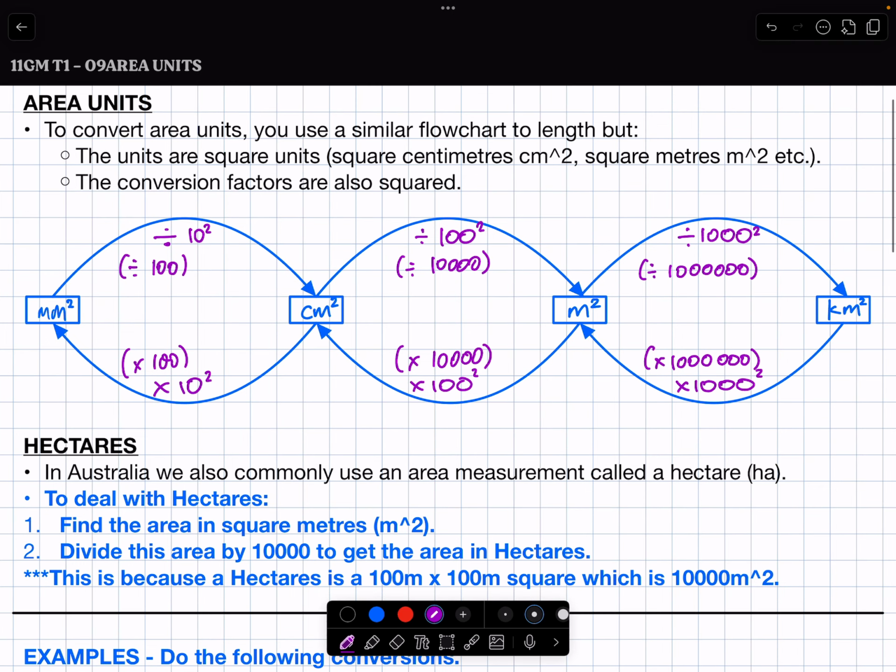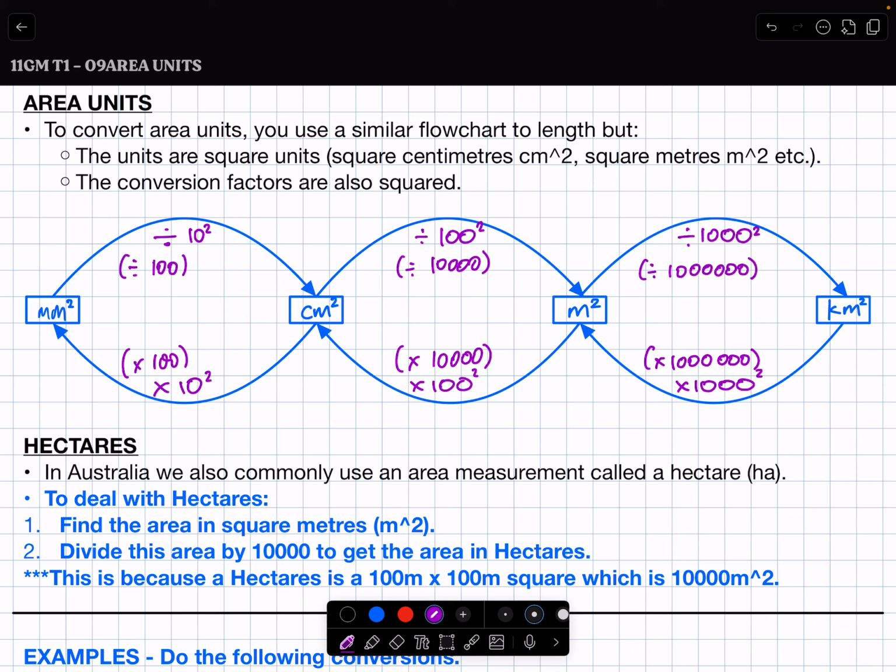Hey guys, just re-recording this lesson video because the video corrupted after the lesson. So this video was a real quick one about area units so that you were able to start the assignment as soon as possible, but I still need to be able to teach you this because you're answering questions to do with this.